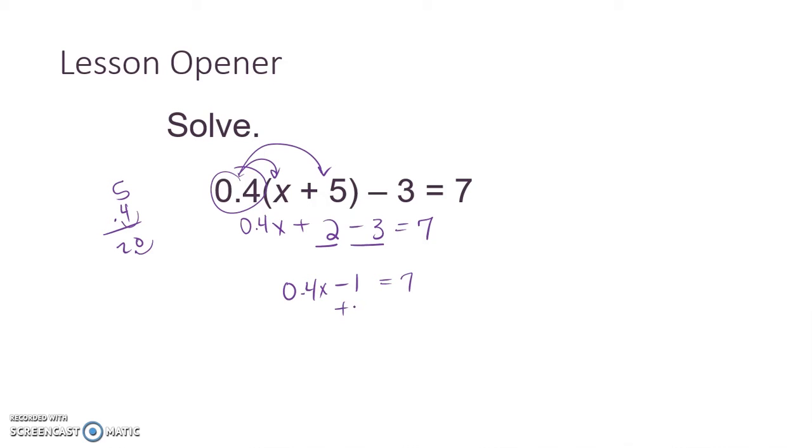Add 1. That's a 1, believe it or not. Add a 1 to each side. So we have 0.4x equals 8. Divide by our 0.4, which is really like saying 80, because we would have to move our decimal place. 80 divided by 4, which would be 20, and x equals 20.